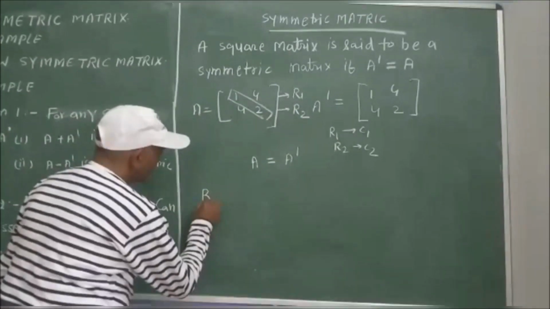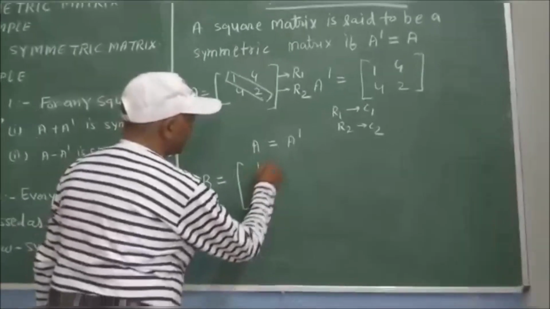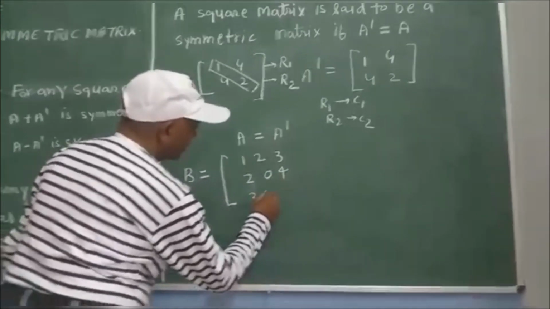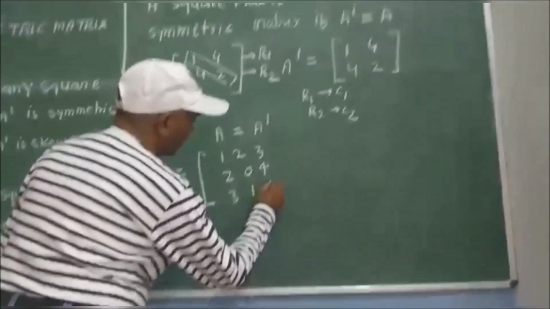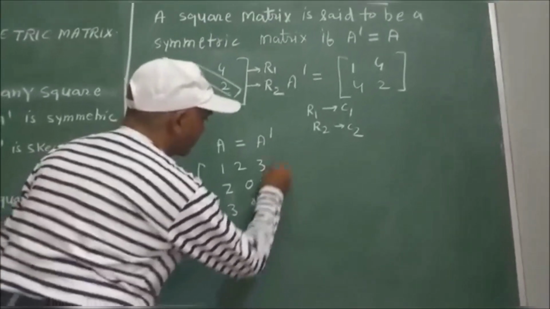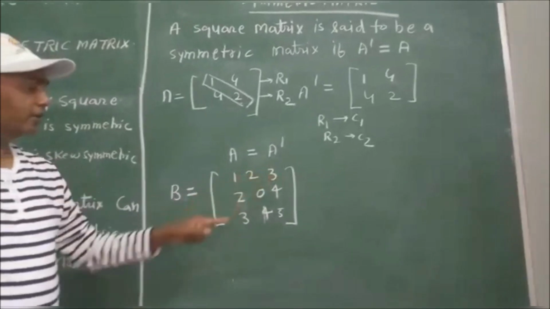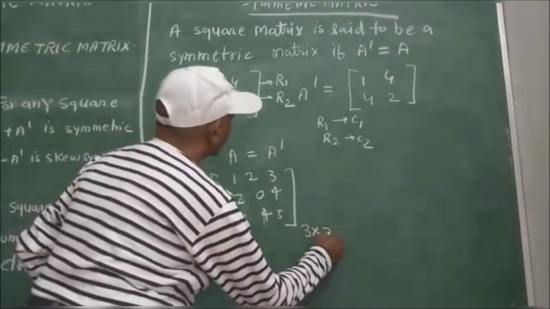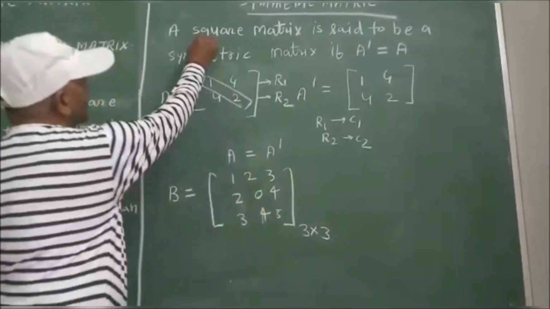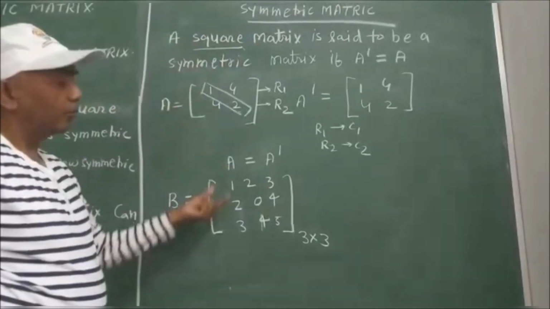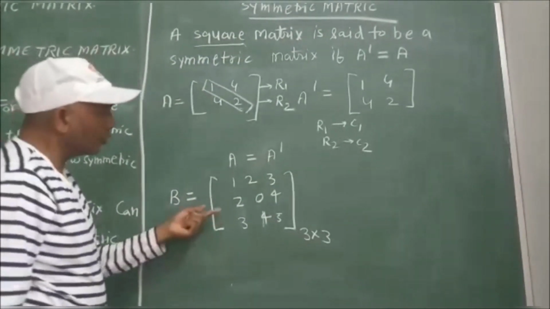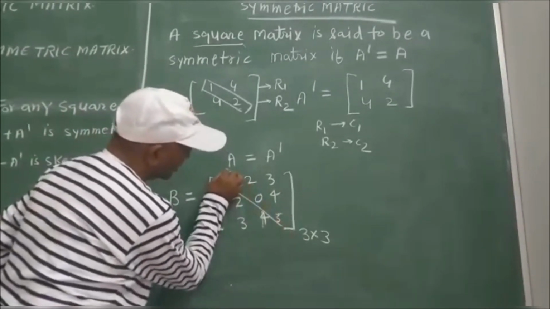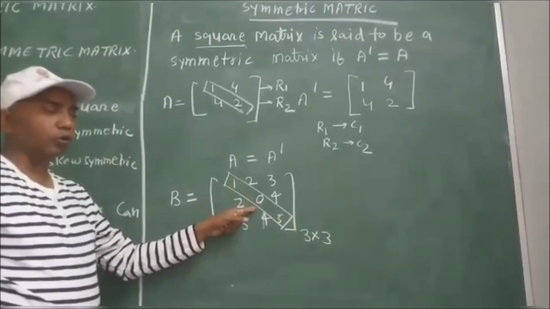Take another example. Here is a matrix B and its elements are 1, 2, 3, 2, 0, 4 and 3, 4, 5. This is a matrix of 3 cross 3. In the definition, it is given that it is a square matrix, which means it has the same number of rows and columns. Check its diagonal elements. Its diagonal elements are 1, 0 and 5.